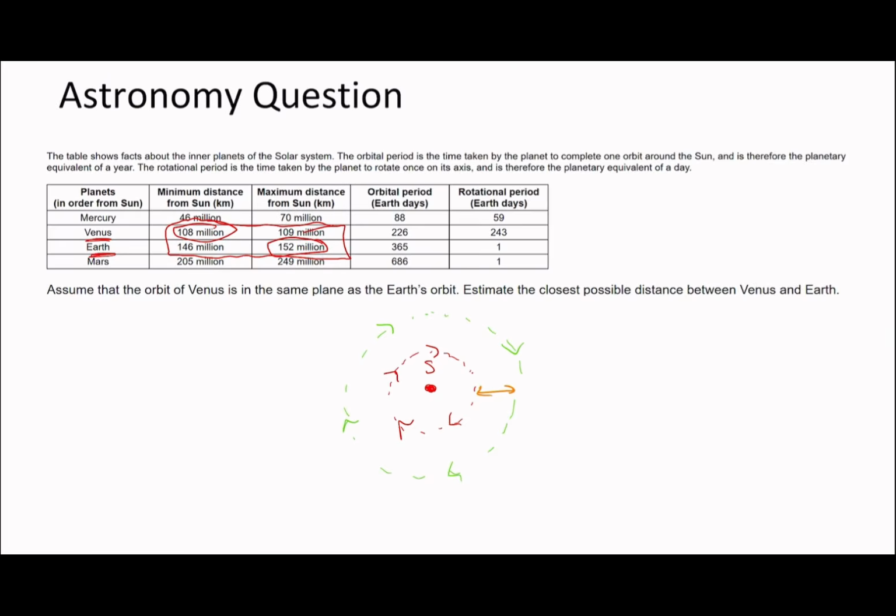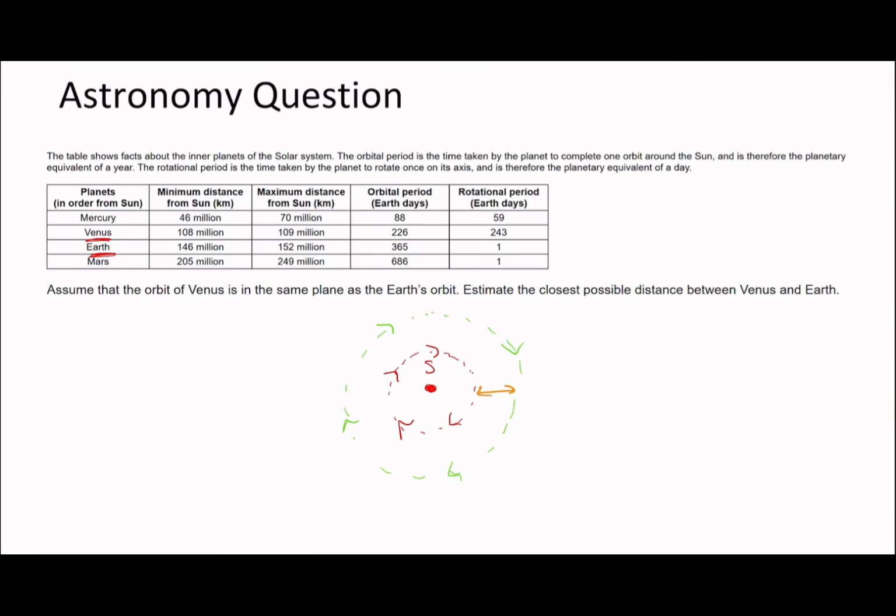So for example, if you did 152 minus 108, that would give you 44. But if you did 152 minus 109, that would give you 43. But then if you did 146 minus 109, that would give you 37. So that's going to be this. That's what I mean by using the smallest possible combination.